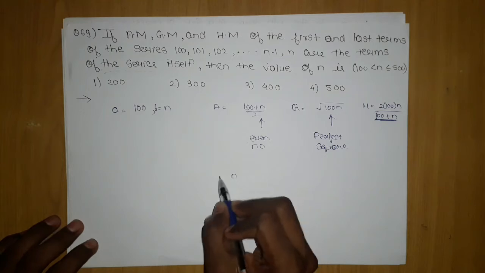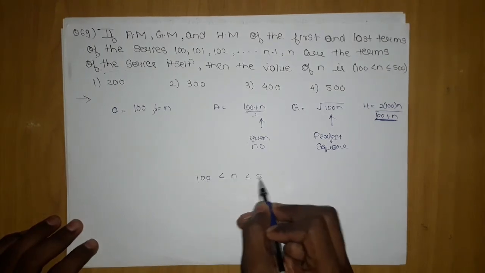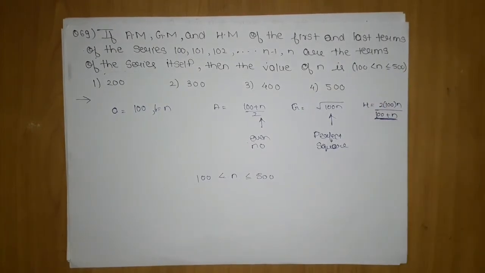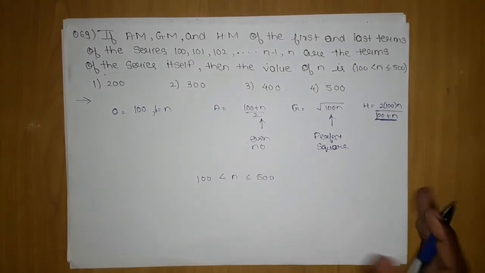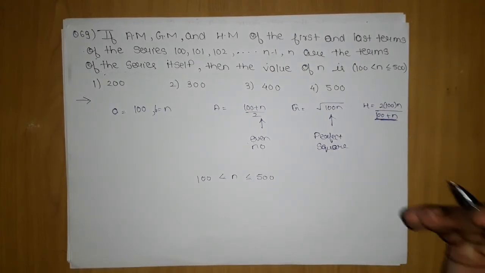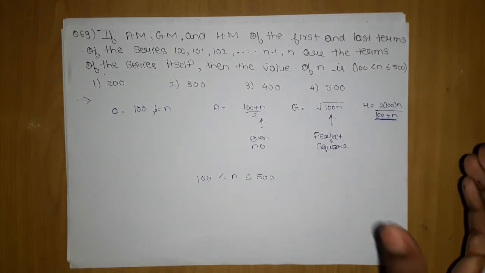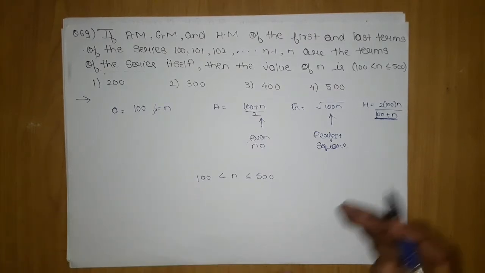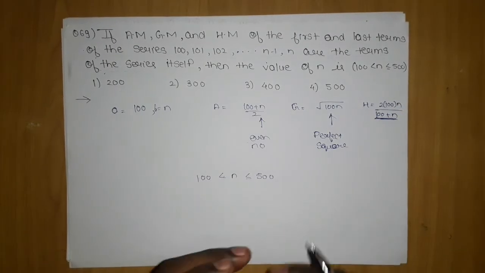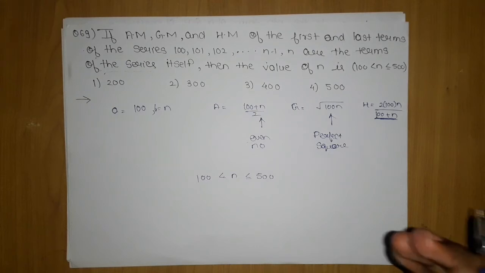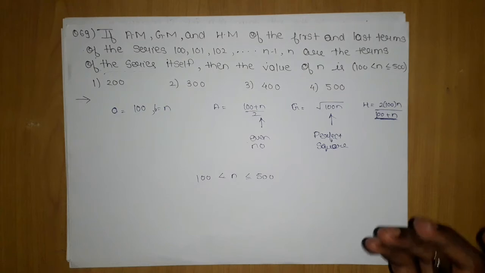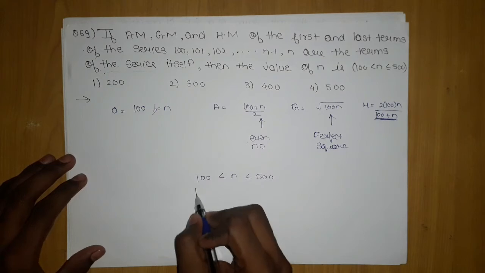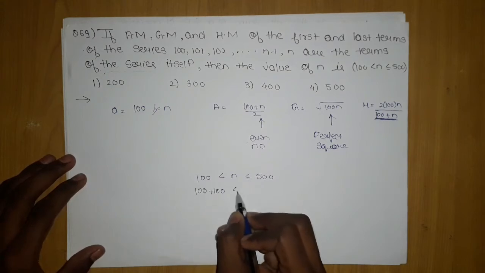And we know n belongs to 100 to 500. I know that this part should get cancelled out, meaning the upper one should be a multiple of 100 plus n. That is a very normal thing. If you want the numerator to get cancelled out, the numerator should be a multiple of the denominator. So the range of n is from 100 to 500, and 100 plus n is the denominator. We know the n range, so we will add 100 to it.